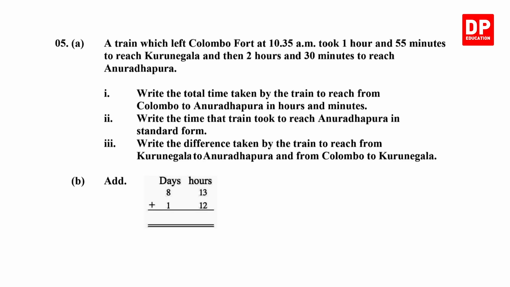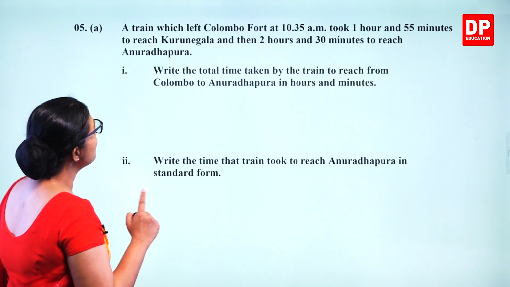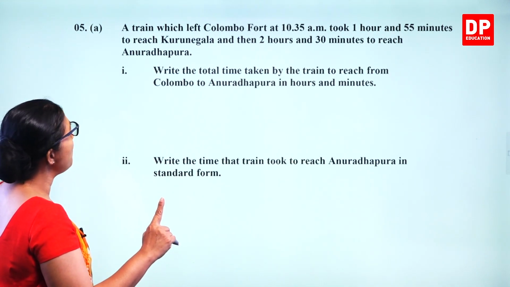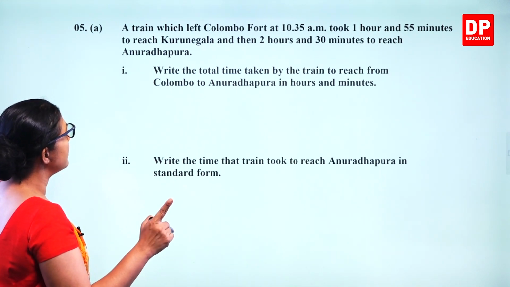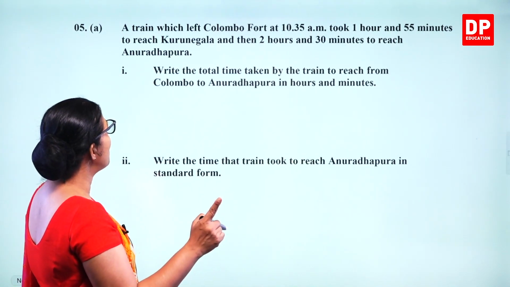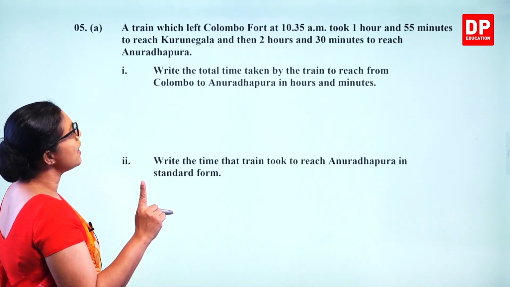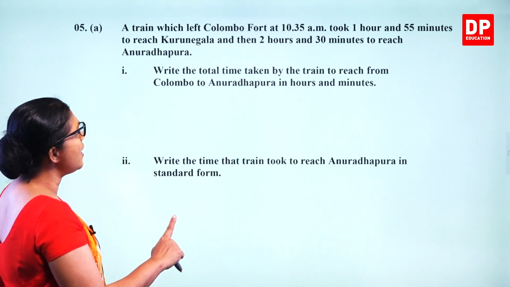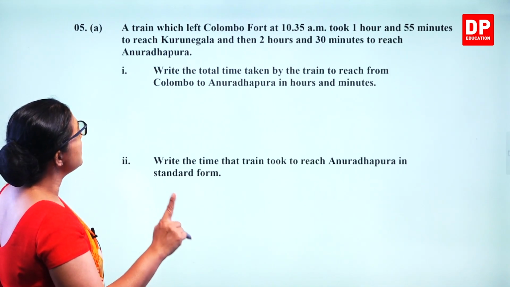Now we'll take question number 5. That's about time. A train which left Colombo Fort at 10:35 a.m. took 1 hour 55 minutes to reach Kurunegala and then 2 hours and 30 minutes to reach Anuradhapura. Write the total time taken by the train to reach from Colombo to Anuradhapura in hours and minutes.